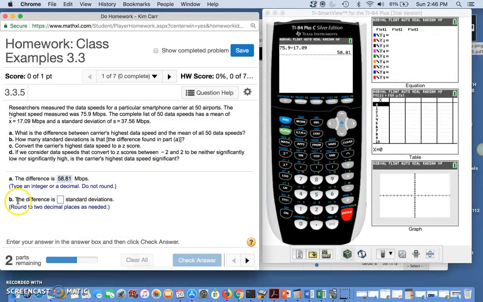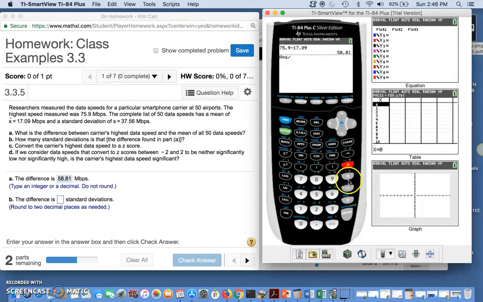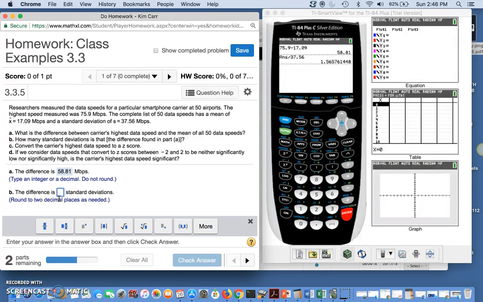Okay, now for B, the difference is blank standard deviations. Okay, how many standard deviations? Well, what is the standard deviation? It's 37.56. So take this difference that we have now and divide it by the actual standard deviation. Okay, and now it says to round it to 2 decimal places because most z-scores are rounded to 2 decimal places. So 1.57.